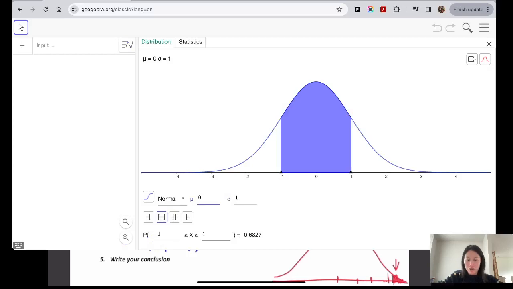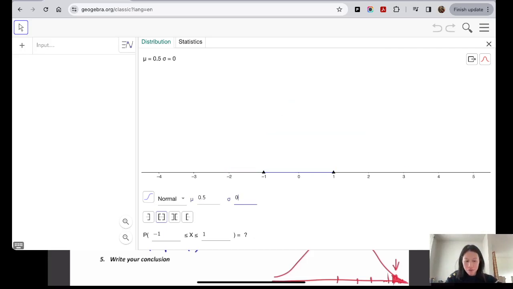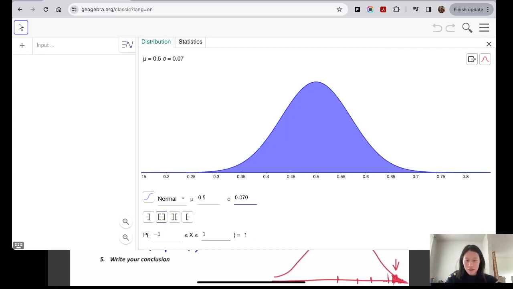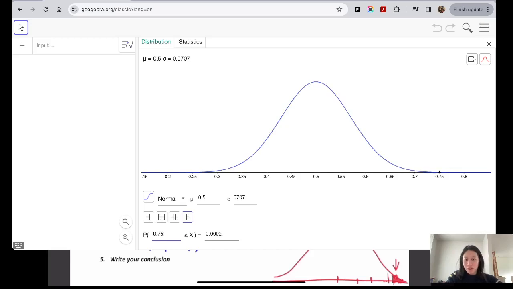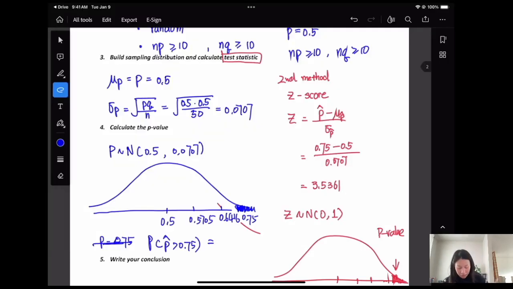Let's check that with our answer. For the first method, we have mu equal to 0.5 and sigma 0.0707, and we want x greater than 0.75. What we get is 0.0002, which is less than 0.2%. Now, let me write this down. This is equal to 0.0002, which is 0.02%.